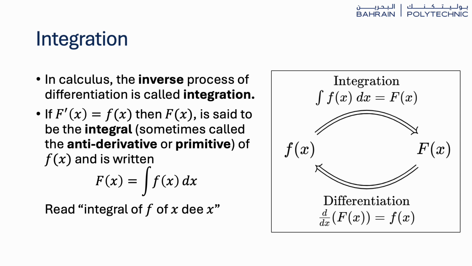Okay, if F'(x) is equal to f(x), then the capital F(x) is said to be the integral, or sometimes it's called the antiderivative or primitive of function f(x), which can be written with the symbol ∫. With this symbol we integrate small f(x) dx, with respect to x, which we read as the integral of f(x) dx.